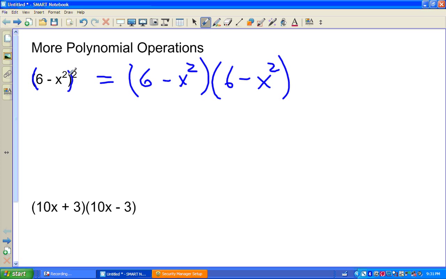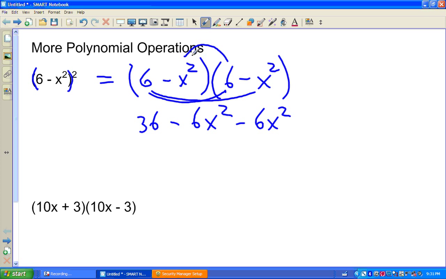So this is simply a FOIL problem. I'm going to go first, outside, inside, last. First is going to give me 6 times 6, which is 36. Minus x squared times 6 is a minus 6x squared. Now I'm doing the top ones. This times this gives me a minus 6x squared again. Now this times this, a minus x squared times a minus x squared, is actually a plus x to the fourth, because a minus times a minus is a plus. And there we go. I'm not quite done though.